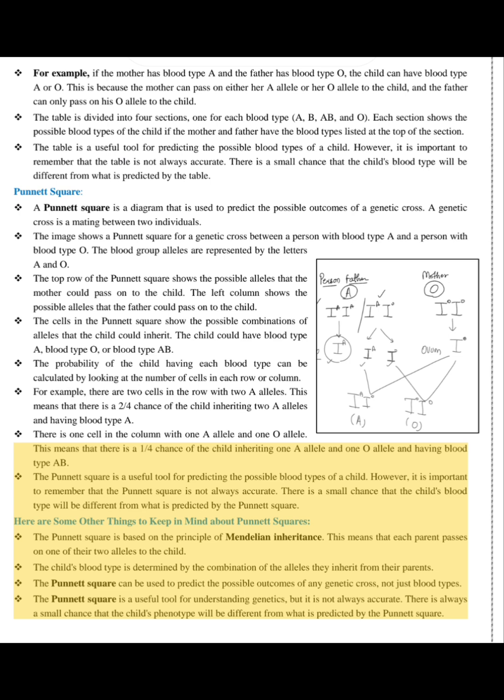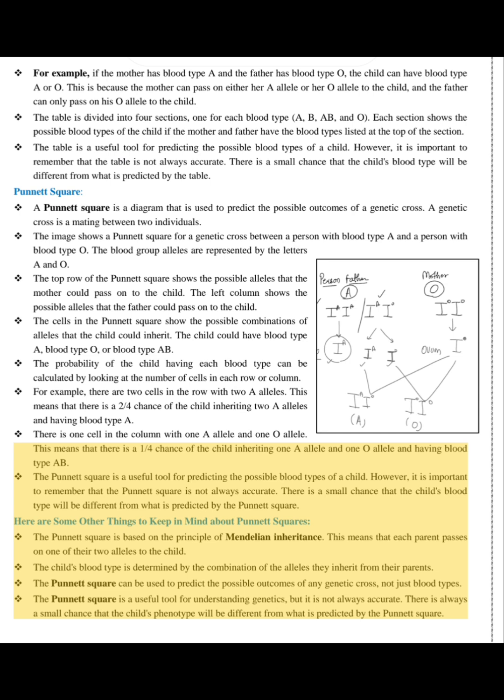However, it is important to remember that the Punnett square is not always accurate. There is a small chance that the child's blood type will be different from what is predicted by the Punnett square. Here are some other things to keep in mind about Punnett squares.